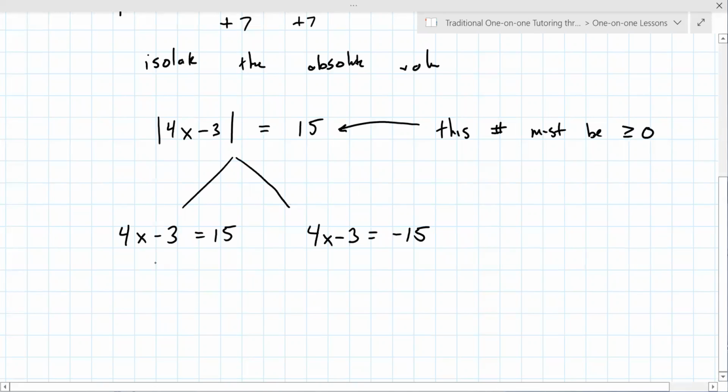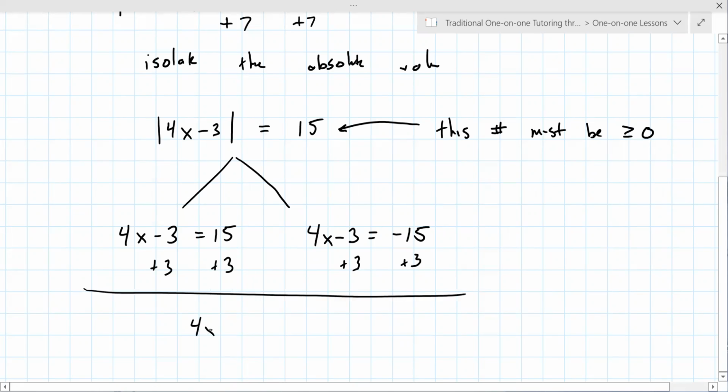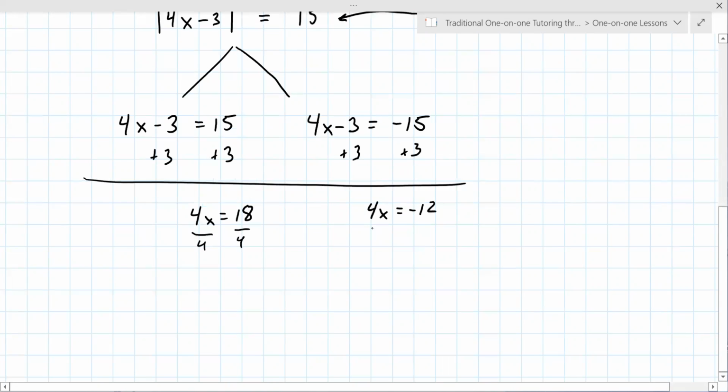Okay, and you solve with the same steps. You want to do them simultaneously. 4x equals 18, 4x equals negative 12. Divide both sides by 4. So x equals, and then you can divide 18 and 4 by 2, so that's 9 halves, and then negative 3.